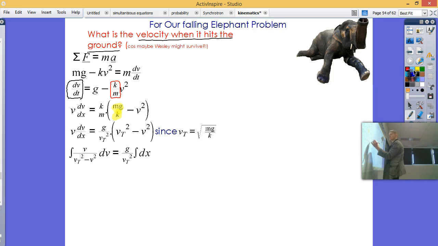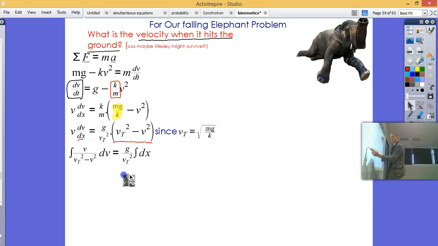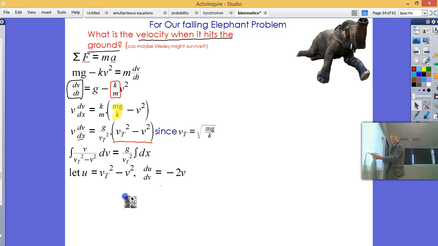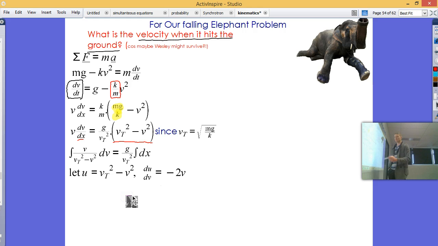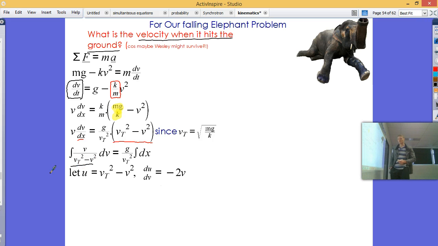So that's this bracket here that's got my v term, my v squared in it. I'm going to divide that to the left hand side and multiply my dx to the right hand side. So I can then start to integrate both sides of the equation. I know the structure of this type of integral. I'm going to use the substitution method.